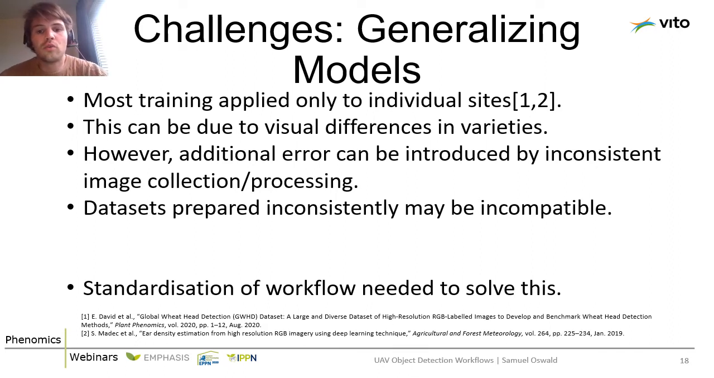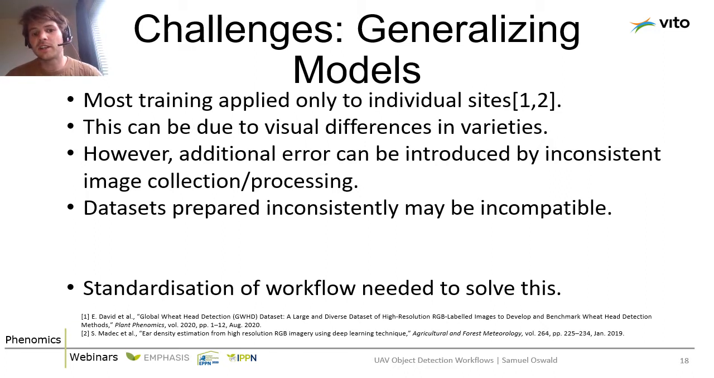And so in the past, these kinds of models have been applied in the phenotyping context, but they're often only applied on individual sites, and it can be hard to generalize for multiple reasons. Principally, this can be due to visual differences in varieties. So if you do want to cover every species of wheat or maize or whatever, you will probably want to have examples from all of these species, or at least from visually similar ones.